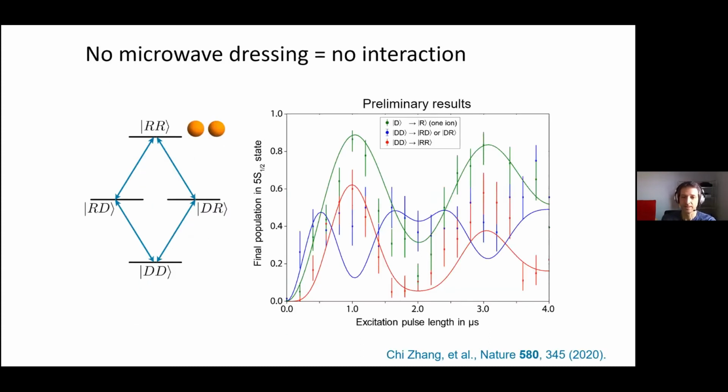We now investigated that in our system by starting again in the DD state, with two ions next to each other. And we first did not do any microwave dressing, which means if there's no microwave dressing, there's no oscillating dipole, so there's no dipole-dipole interaction. Of course, there's still van der Waals interaction, but this one is very, very small. And if we do the experiment there, we do Rabi oscillations starting from the initial state and excite both of the ions next to each other.